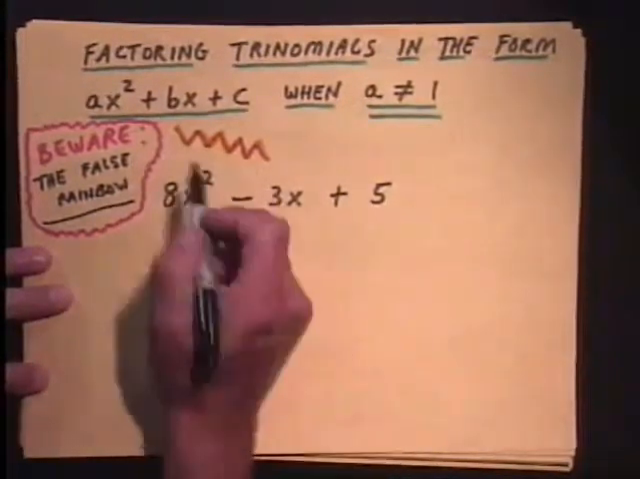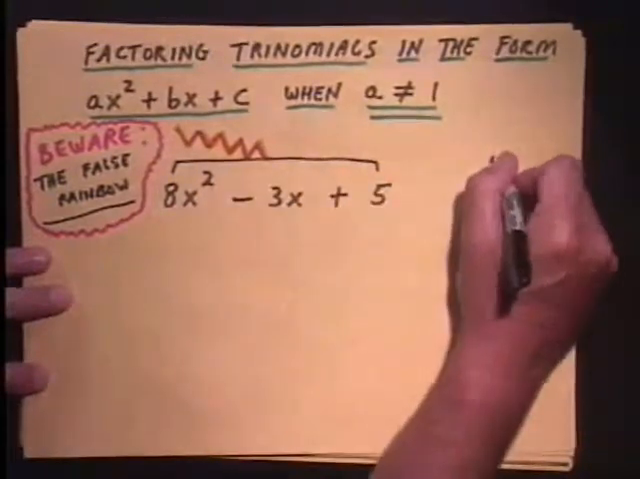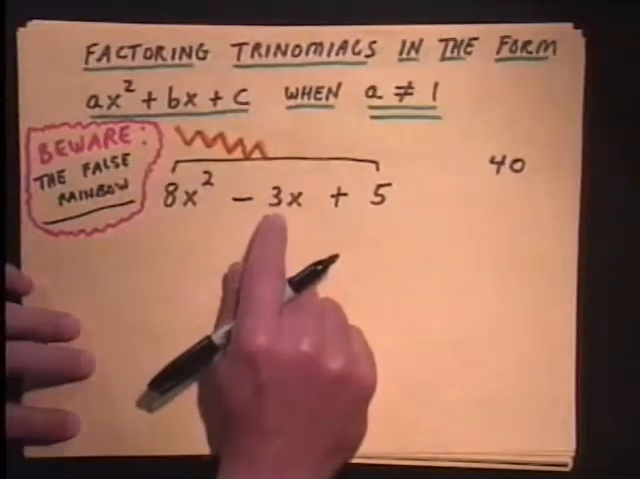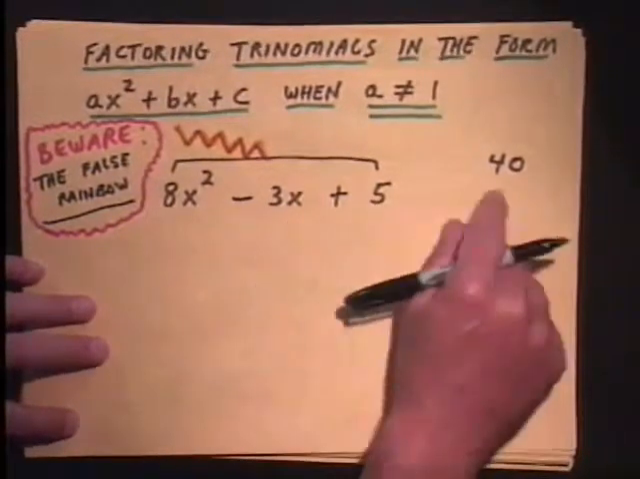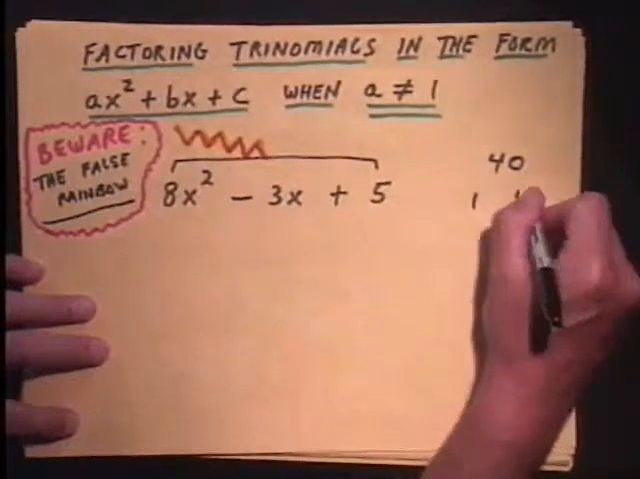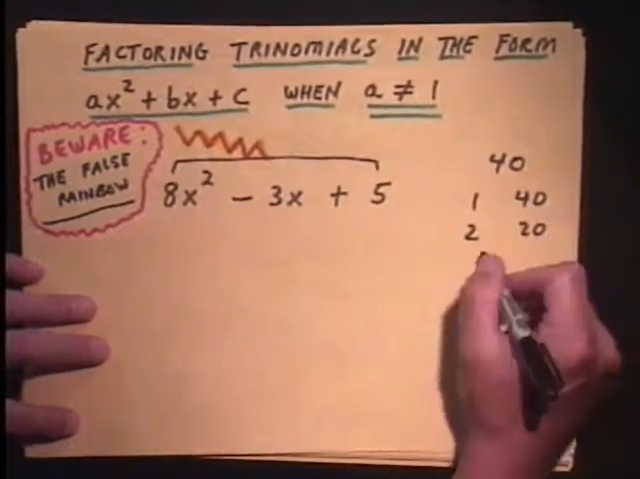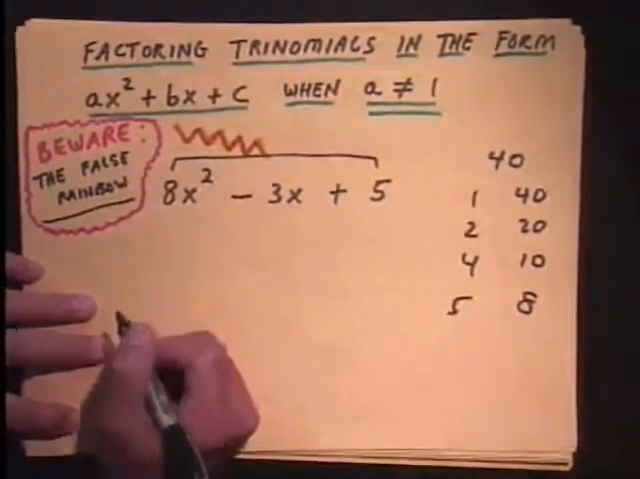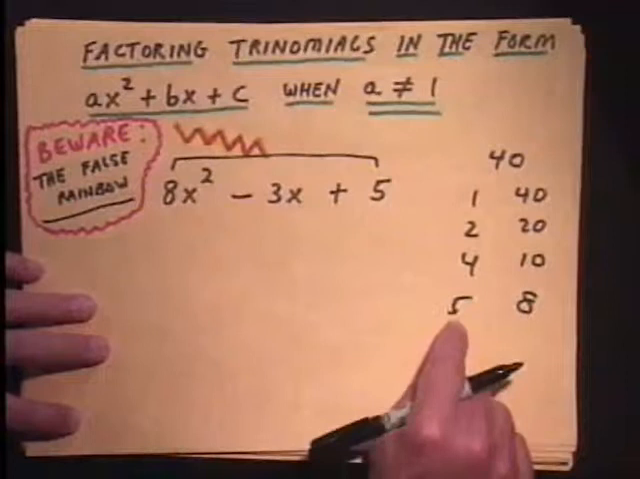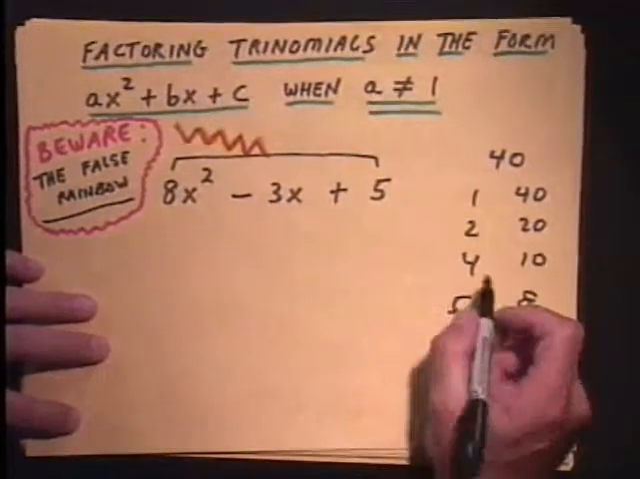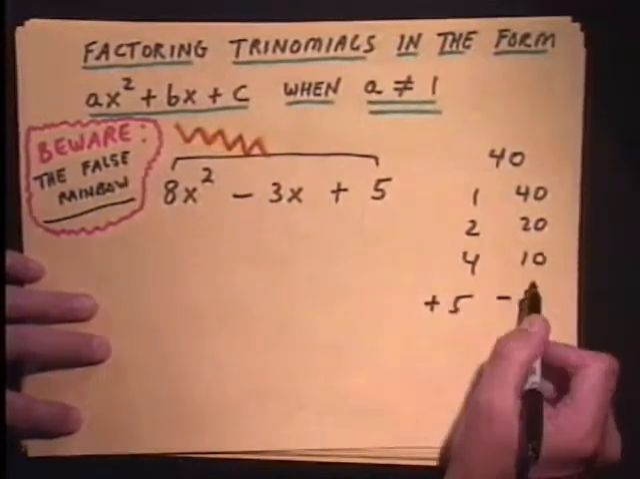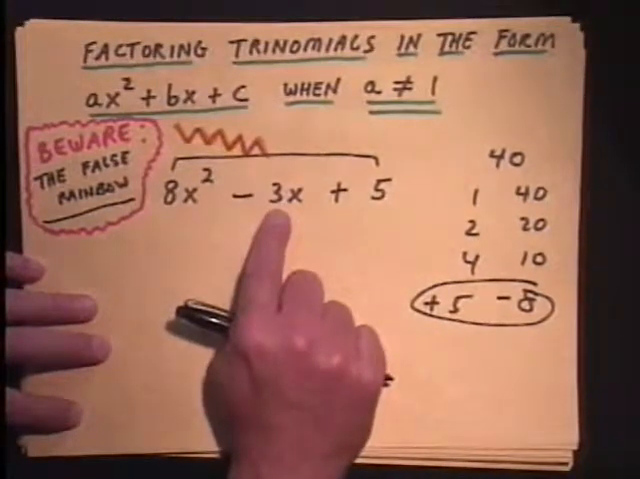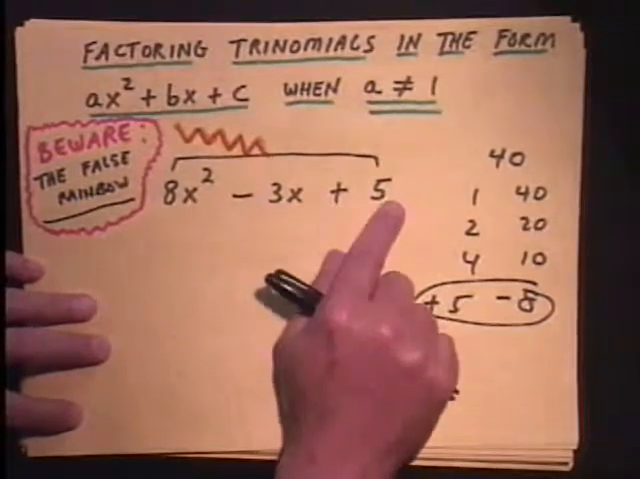If I take the outside numbers and multiply them, 8 times 5 is 40. Some of you say, I see factors of 40 that give me that 3. I'll list them all real quick: 1 and 40, 2 and 20, 4 and 10, 5 and 8. And y'all are jumping all over 5 and 8. That's all of them, isn't it? And you'll say, if I put a minus 8 plus 5, I can get that minus 3 in the middle. But there's only one problem with that. There's a plus 5 on the end here.